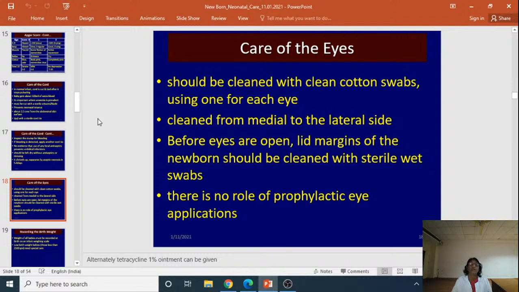Then comes the care of the eyes. The eyes should be cleaned with clean cotton swabs. You should use one swab for each eye, and clean from the medial to the lateral side. Before the eyes are opened, the lid margins have to be cleaned with wet swabs. There is no need for any prophylactic eye applications.